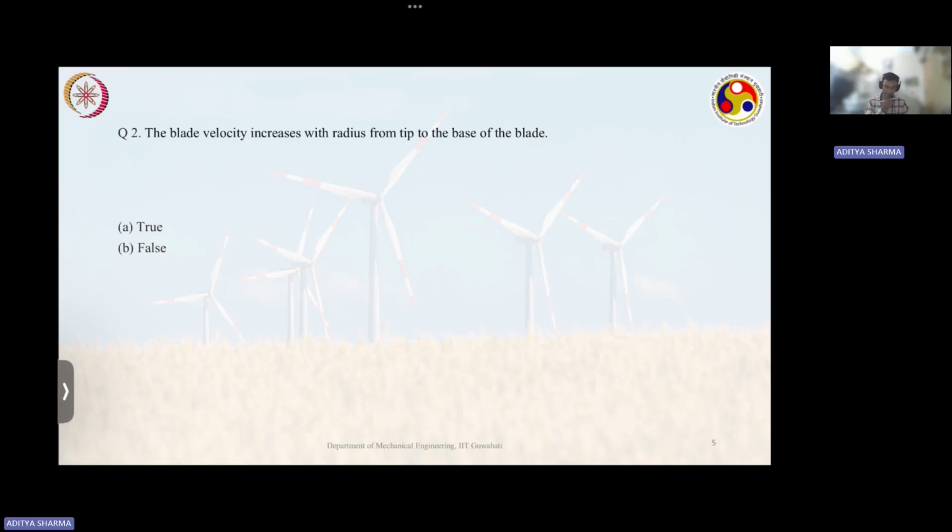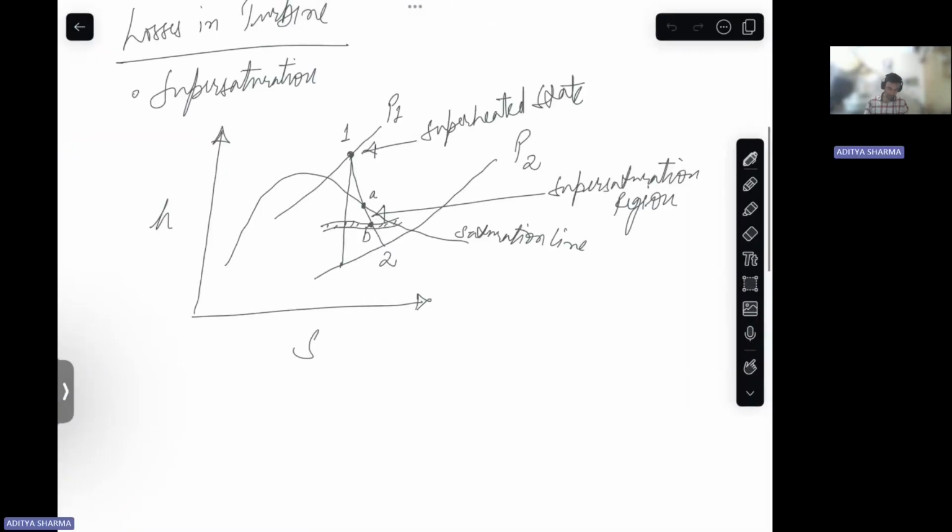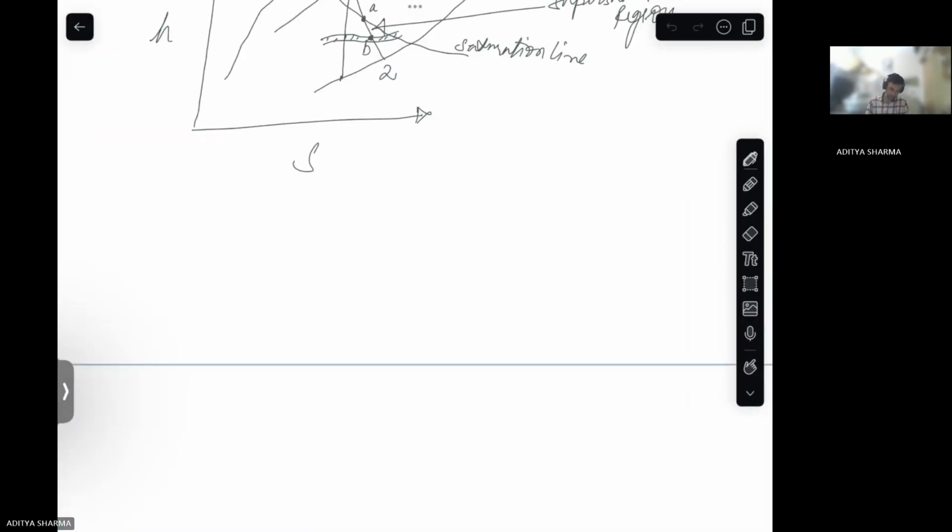So blade velocity increases with radius from tip to base of blade, whether this is correct or not. So this is question number 2.